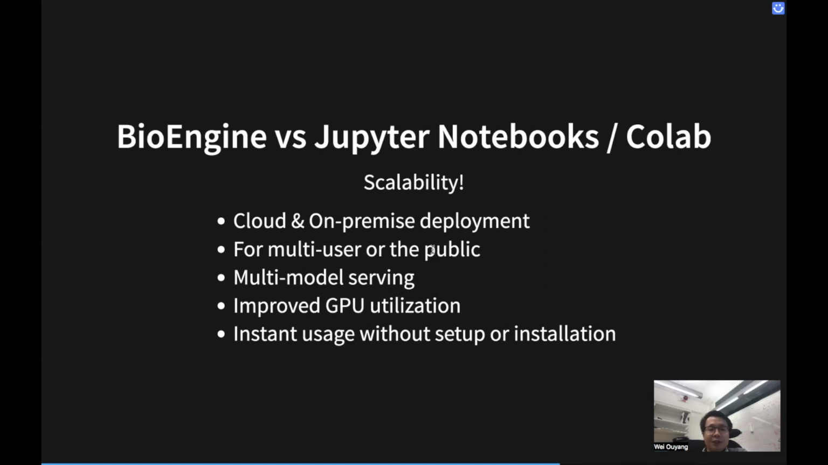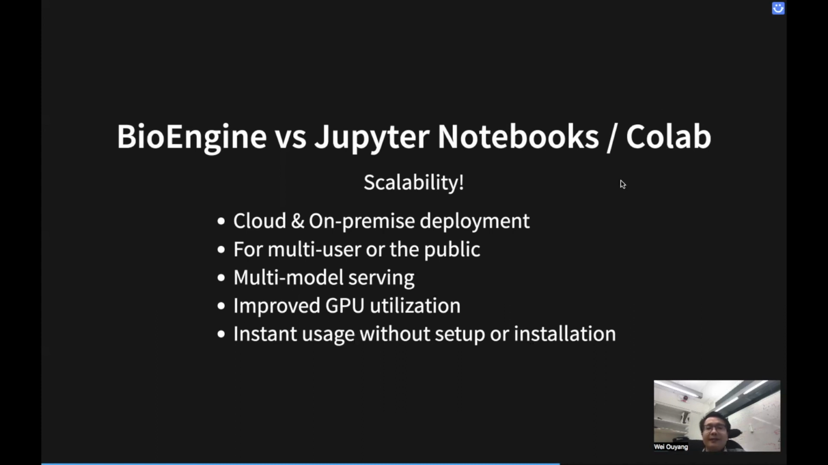It's multi-user, which is suitable for providing a public service or sharing among a group of people. And you can serve multiple models, which is very practical when you have a whole list of models, such as we have from the BioImage Model Zoo. It improves the GPU utilization. As I said, it can share GPU among users and models. And it's actually instant usage, right?